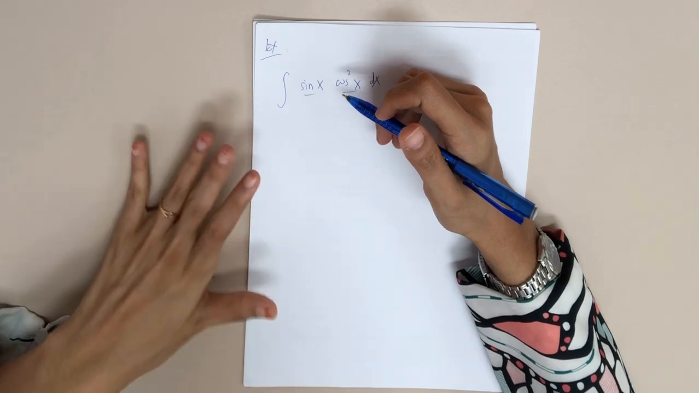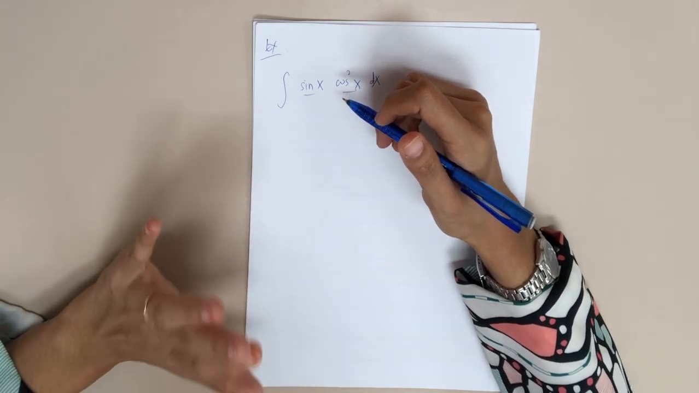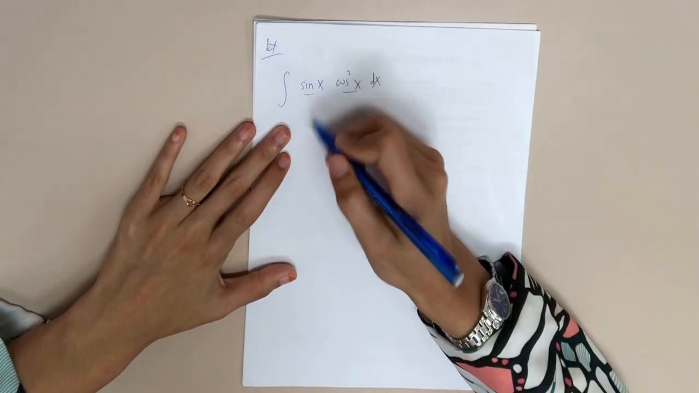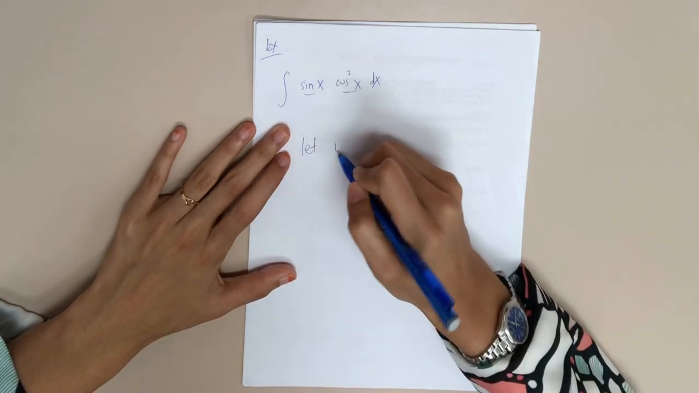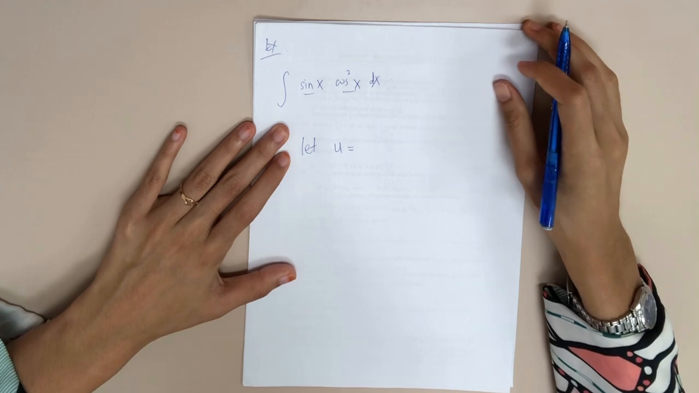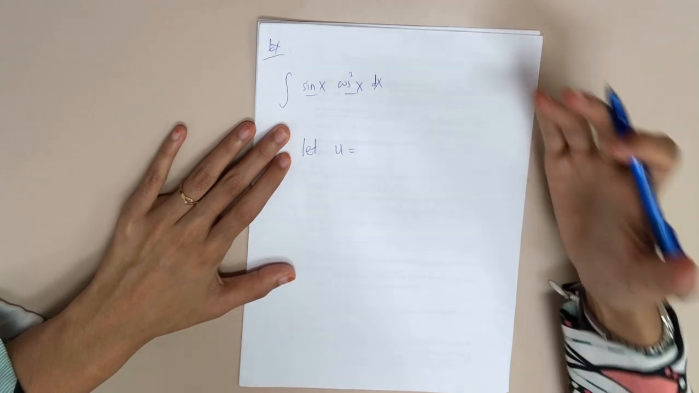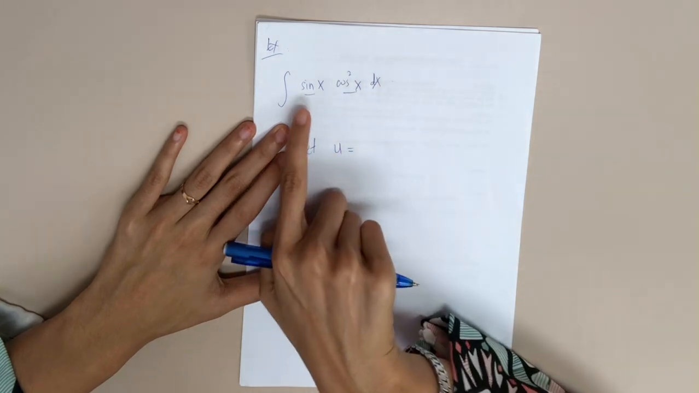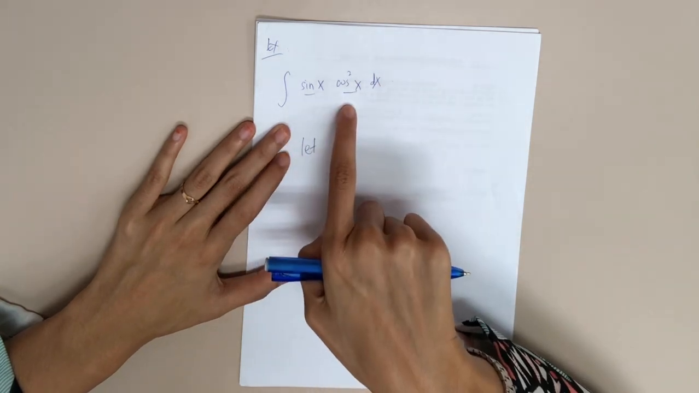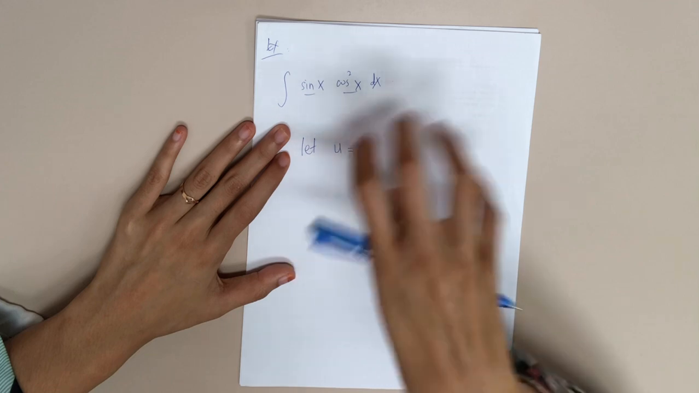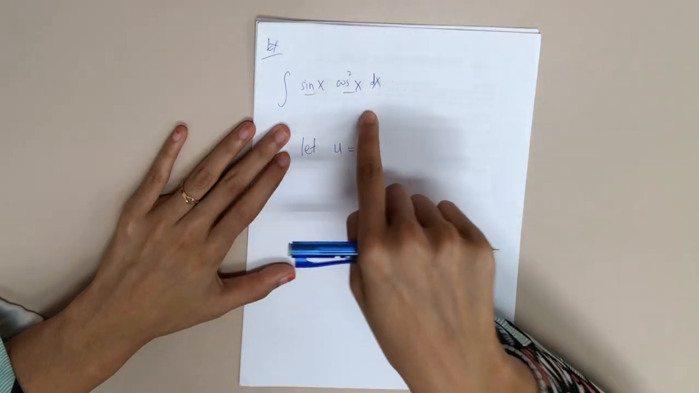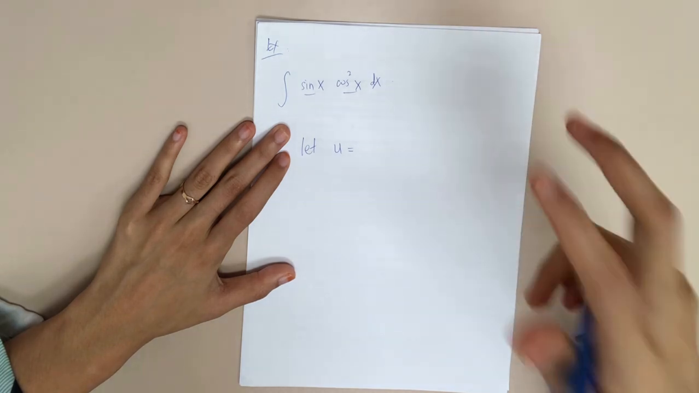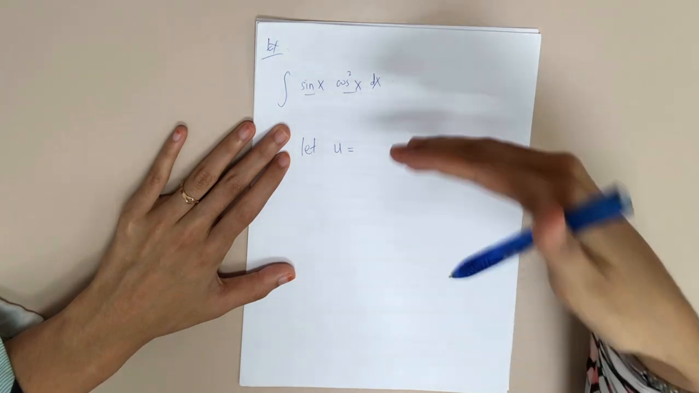So we will solve this by using substitution. What do we do? You need to let u equal to something. Which one do you let u? Compare sin x and cos squared x. Which one do you feel is more complex? Of course, cos x, because it has a power.